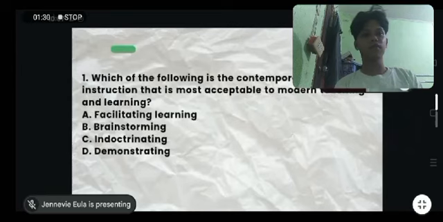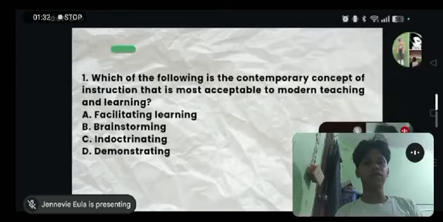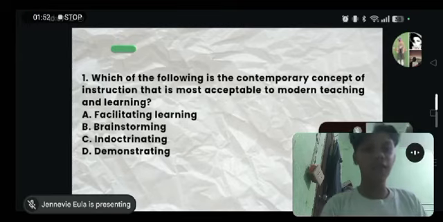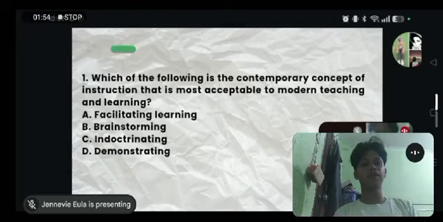Which of the following is the contemporary concept of instruction that is most acceptable to modern teaching and learning? A. Facilitating learning. B. Brainstorming. C. Indoctrinating. D. Demonstrating. So what do you think is the correct answer, guys? Yes, letter A. It's facilitating learning. Why is A the correct answer?